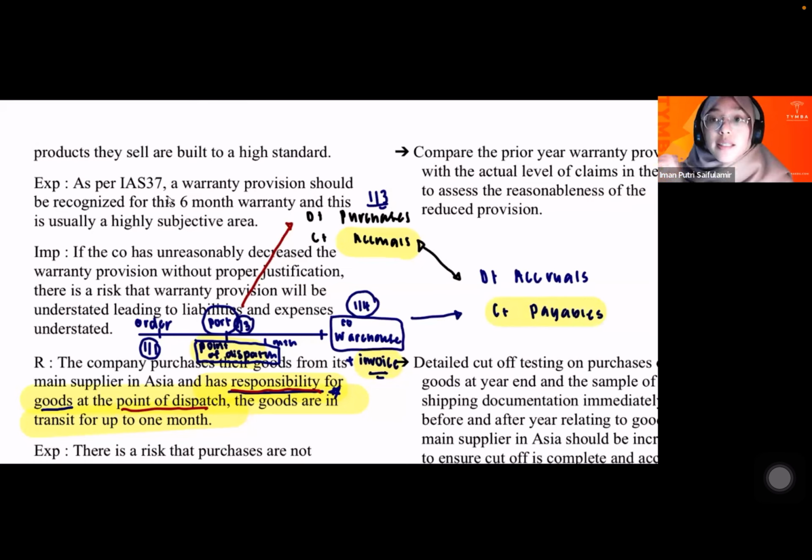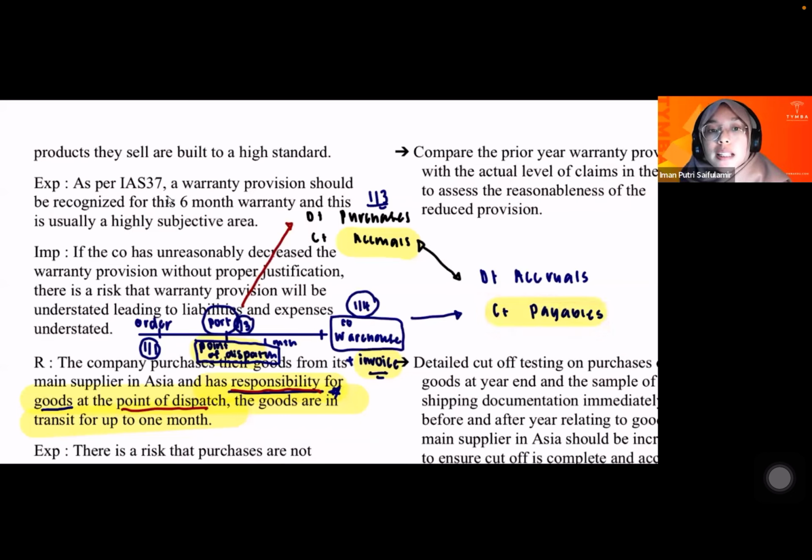The difference is basically we will only recognize a payable when the invoice has been issued. If we have received the item, but we have not received the invoice, we will account for this as an accrual. Only when we receive the invoice, we will basically cancel out by debiting this accrual, and then we will account for it as a payable.